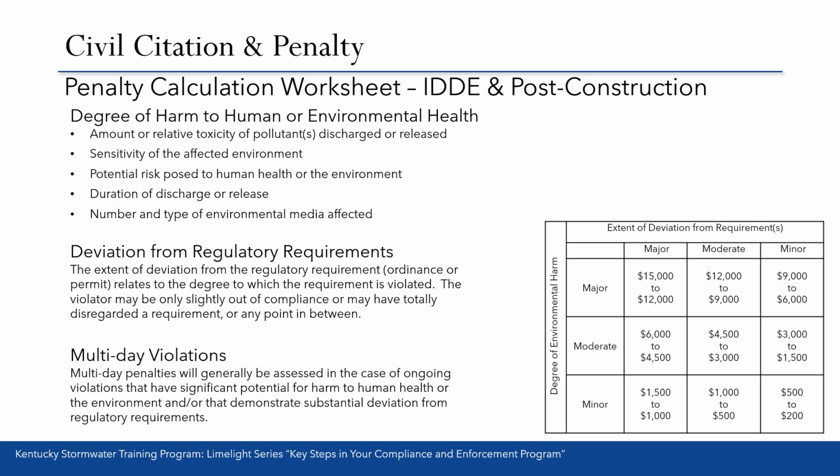As I had mentioned earlier, the City of Lexington has a lot of standardized forms to make sure there's consistency across the board. This is another one. This is our penalty calculation worksheets for any IDDE or post-construction violations. The civil citation officer reviews two different areas to determine what penalty should be assessed: the degree of harm to human or environmental health, and then the deviation from regulatory requirements. We will have these forms up on the KSA Limelight Series website for use for all of your communities.